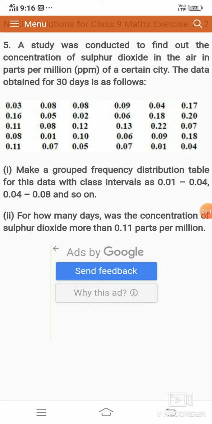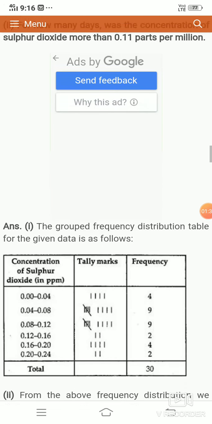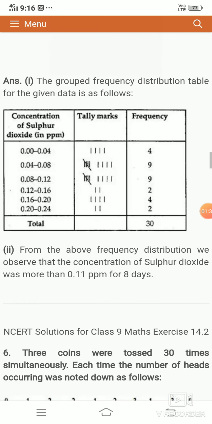So the next question: for how many days was the concentration of sulfur dioxide more than 0.11 parts per million? So after 0.11, that is more than, we need to count the number after 0.11. For that, the grouped frequency table here.